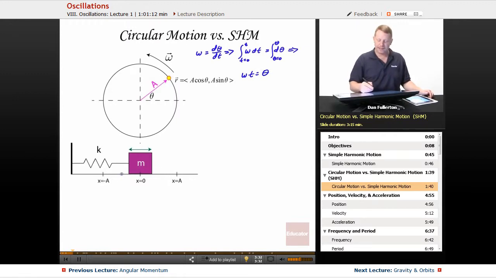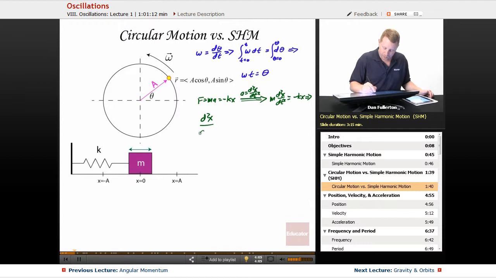And if we go down and we want to analyze our spring block system, we could look at it from the perspective of Newton's law. F equals ma, and that force is a restoring force, minus kx. But we also know that acceleration is the second derivative of x with respect to t squared. So this means that m d squared x dt squared equals minus kx. Or I could write this in the more common differential equation form, d squared x over dt squared plus k over m times x must equal 0.